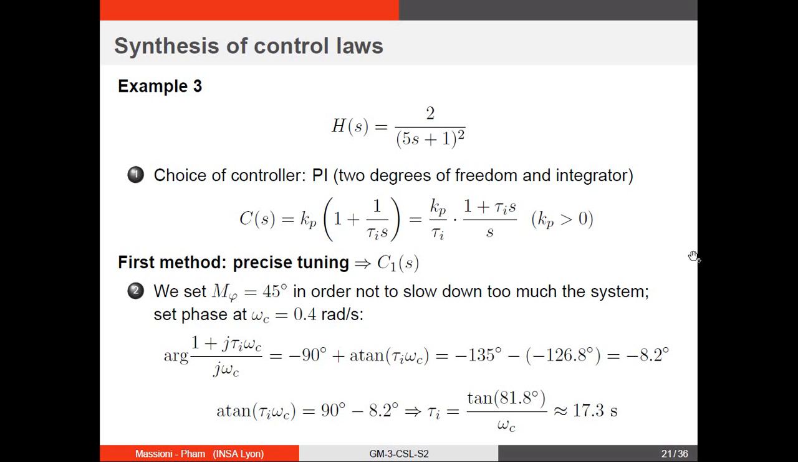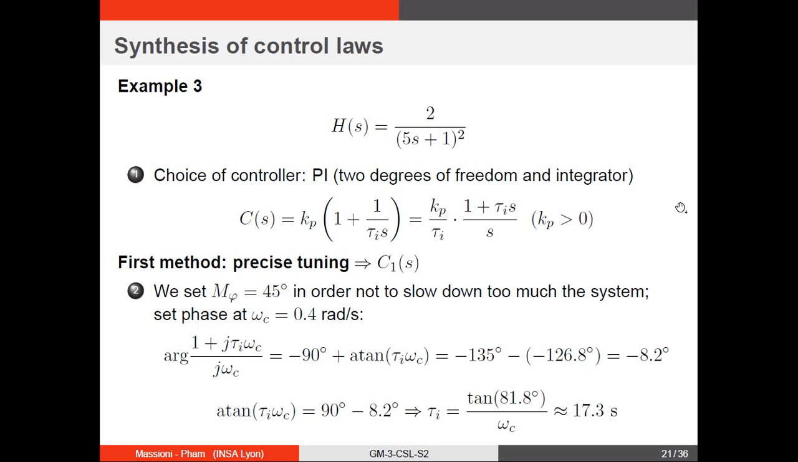So I hope everybody remembers how to compute the phase of H at omega C. The phase of H at omega C will be the phase of the numerator, which is 0, minus 2 times the phase of j omega C plus 1, which is 2 times the arctangent of omega C times 5, right? So once we have found tau, then we can move on and find Kp. And in case you haven't done it yet, you can maybe think about how to do it.